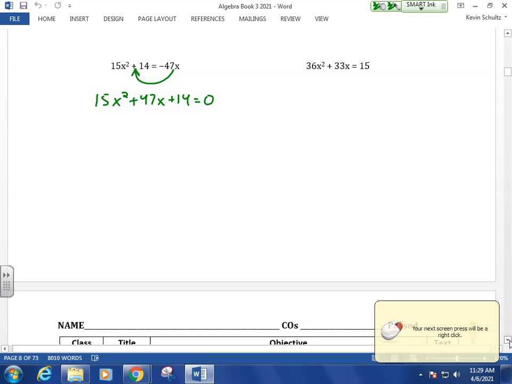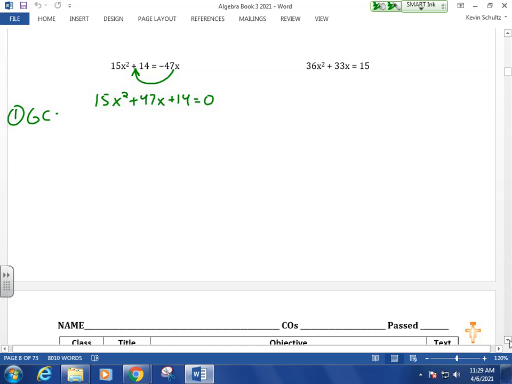Now we're in business. Is there a greatest common factor between 15, 47, and 14? No. So since we can't do step 1, it's going to be kind of annoying because our numbers are going to be bigger, but it's kind of nice in that we get to skip step 1 and we also get to skip step 6 when we distribute the greatest common factor back in, because there is no greatest common factor.